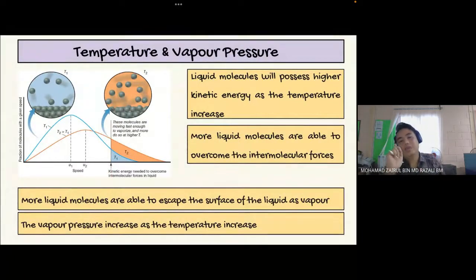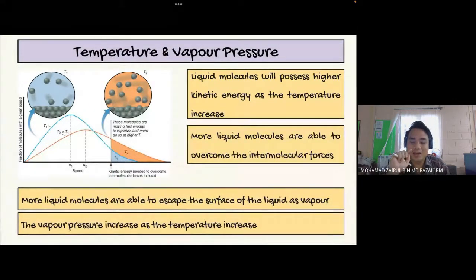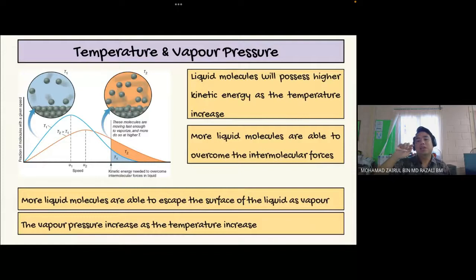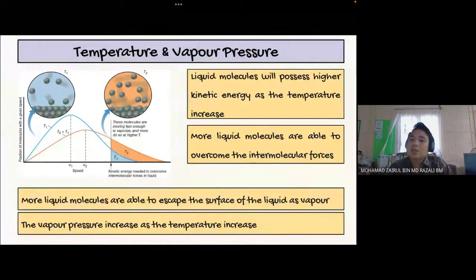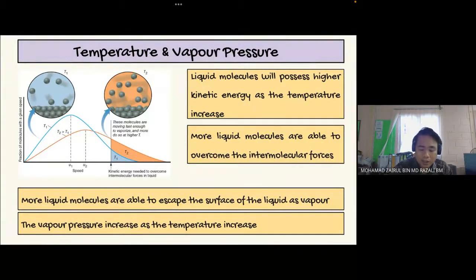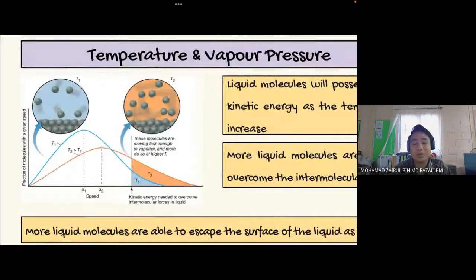One of the factors yang akan affect vapor pressure adalah temperature. Now, the higher the temperature, maknanya now more liquid molecules will possess higher energy. So some of it will be able to overcome the intermolecular forces. So maknanya lagi tinggi temperature awak supply, lagi banyak liquid yang awak boleh convertkan kepada gas, maknanya lagi banyak vapor particle. Lagi banyak vapor particle, lagi banyaklah probability untuk particle tu collide with each other and also collide with the container. So vapor pressure akan increase.